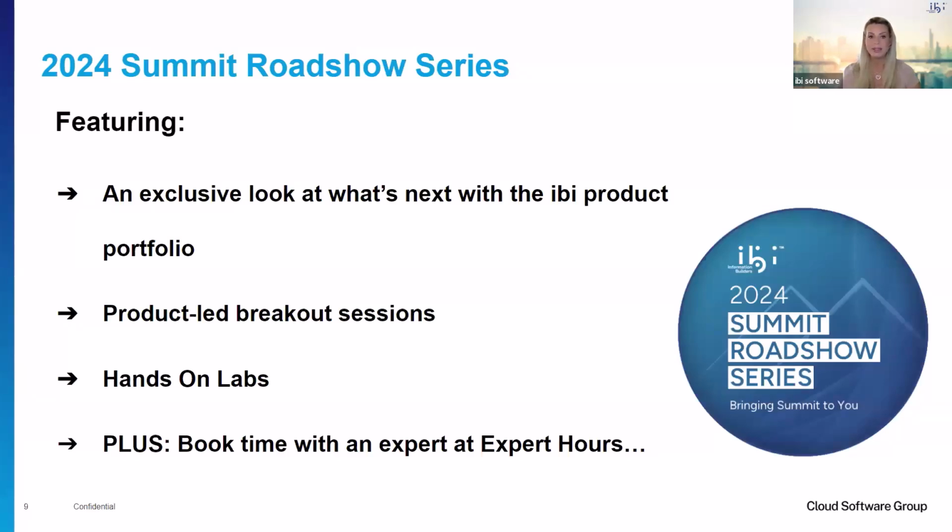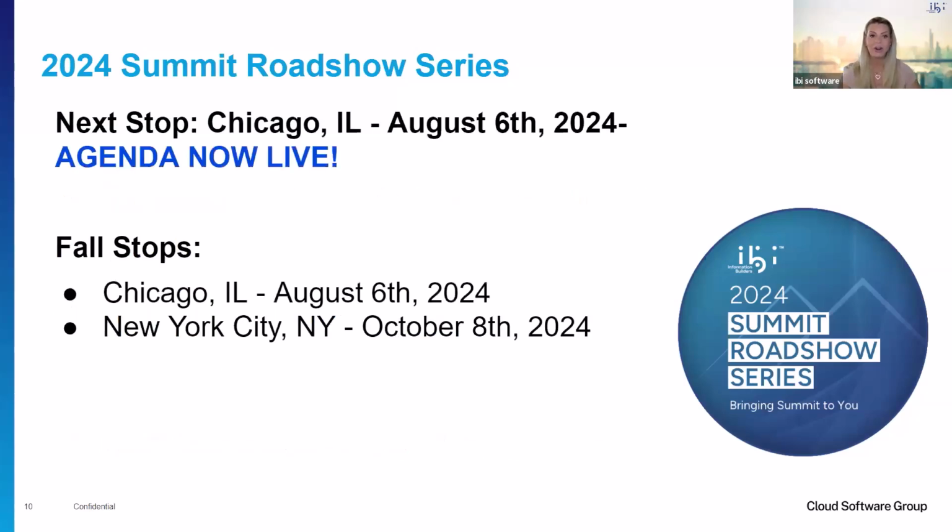The cool thing about this next Chicago one, we are actually going to be running 2 tracks. We are going to have tracks that cover analytics, and we will have tracks that cover mainframe. So you will have a choice of which type of content you would like to view and attend. So there's a little bit of everything for everyone. The agenda is now live on our website. So if you are curious of what that looks like, please head out to the IBI.com website, look up the Chicago stop, and you can view the agenda there.